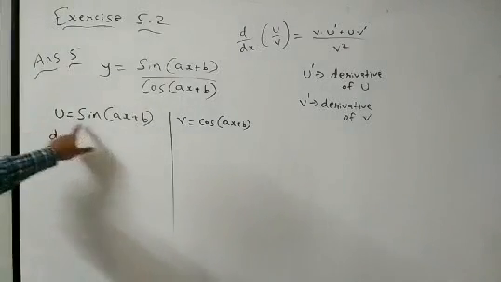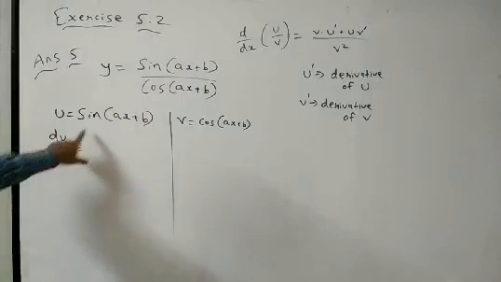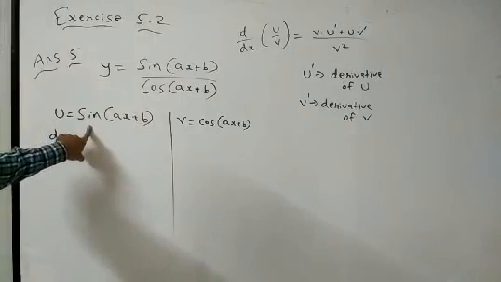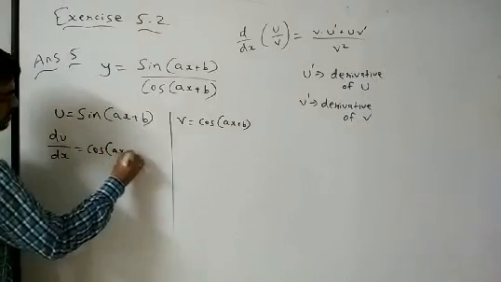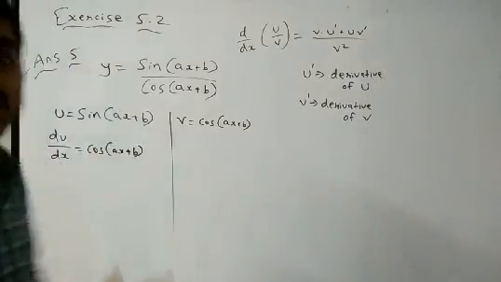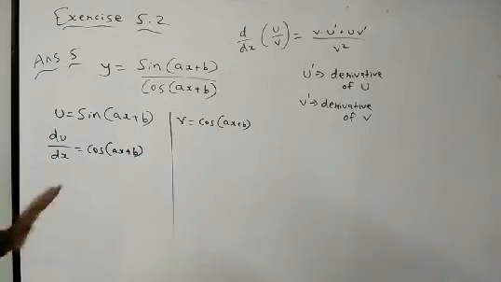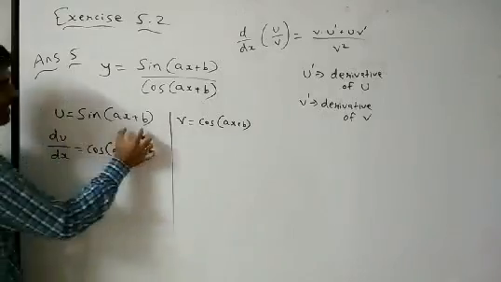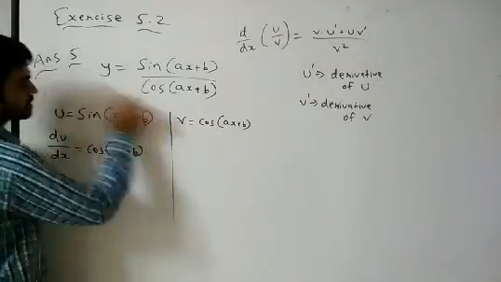Now u is equal to sine of (ax + b), right? So du by dx. What is the derivative of sine x? That is cos x. So let it be cos of (ax + b). See, if you want, this is a particular separate sum, right? But now we have solved many of the sums, so now you must know the derivative of sine x is cos x. That is clear. But what about this function?